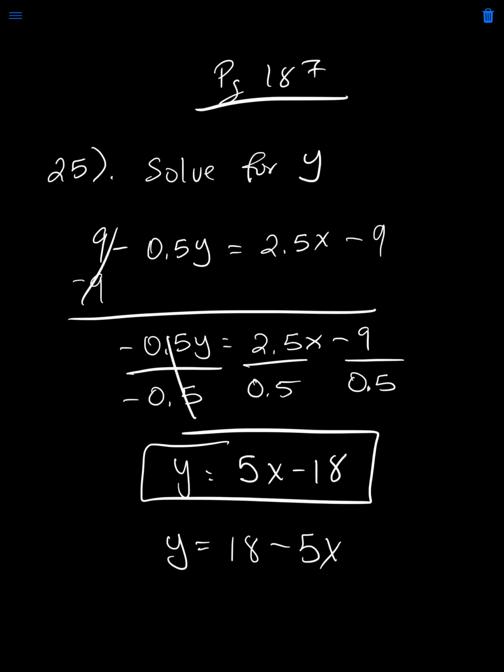You could also say y is equal to, I believe, 18 minus 5x. Yep, negative. Oh, these are negatives. That's a negative. So this is actually a positive 18, and this is a negative 5x. Okay, there we go. I forgot the negative 0.5. So that takes care of those problems.